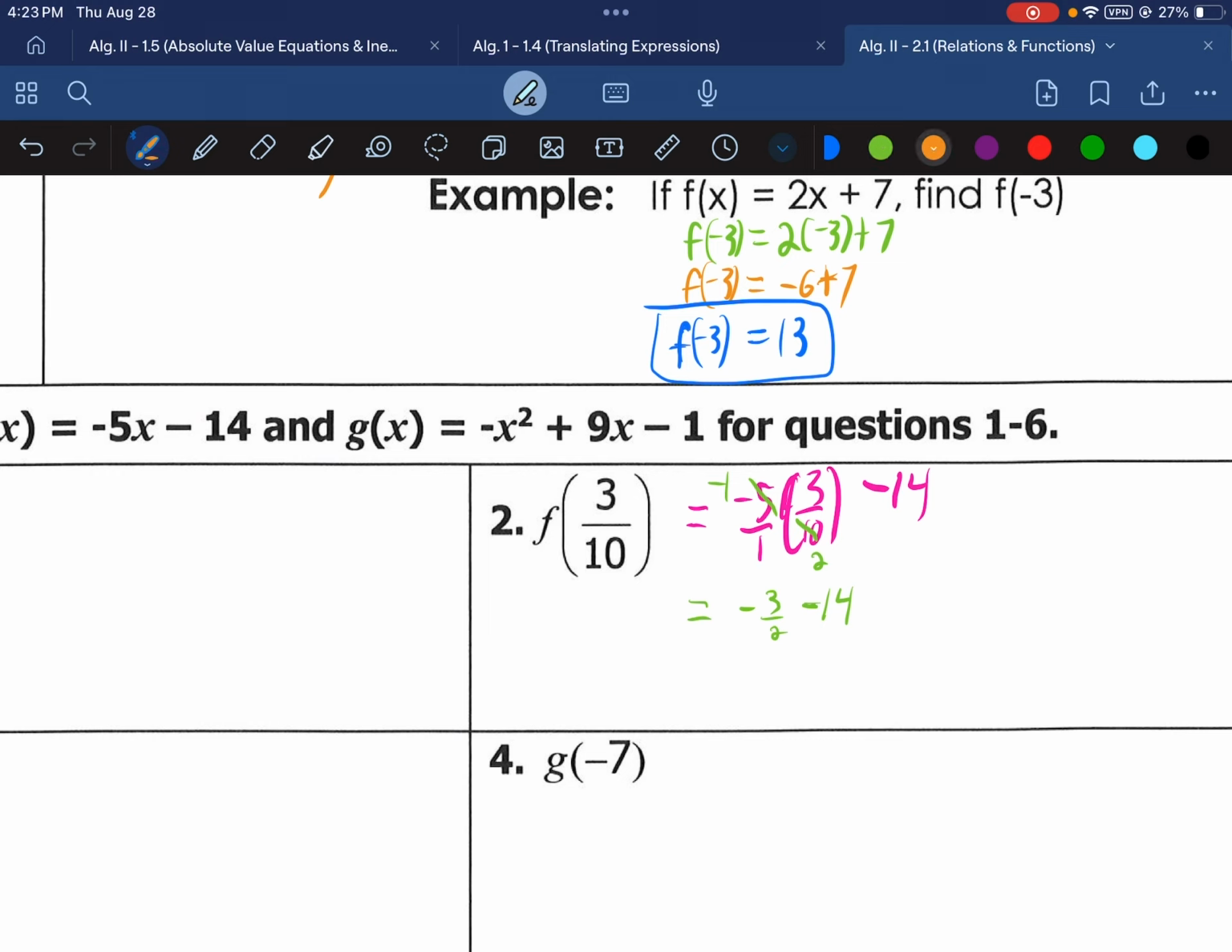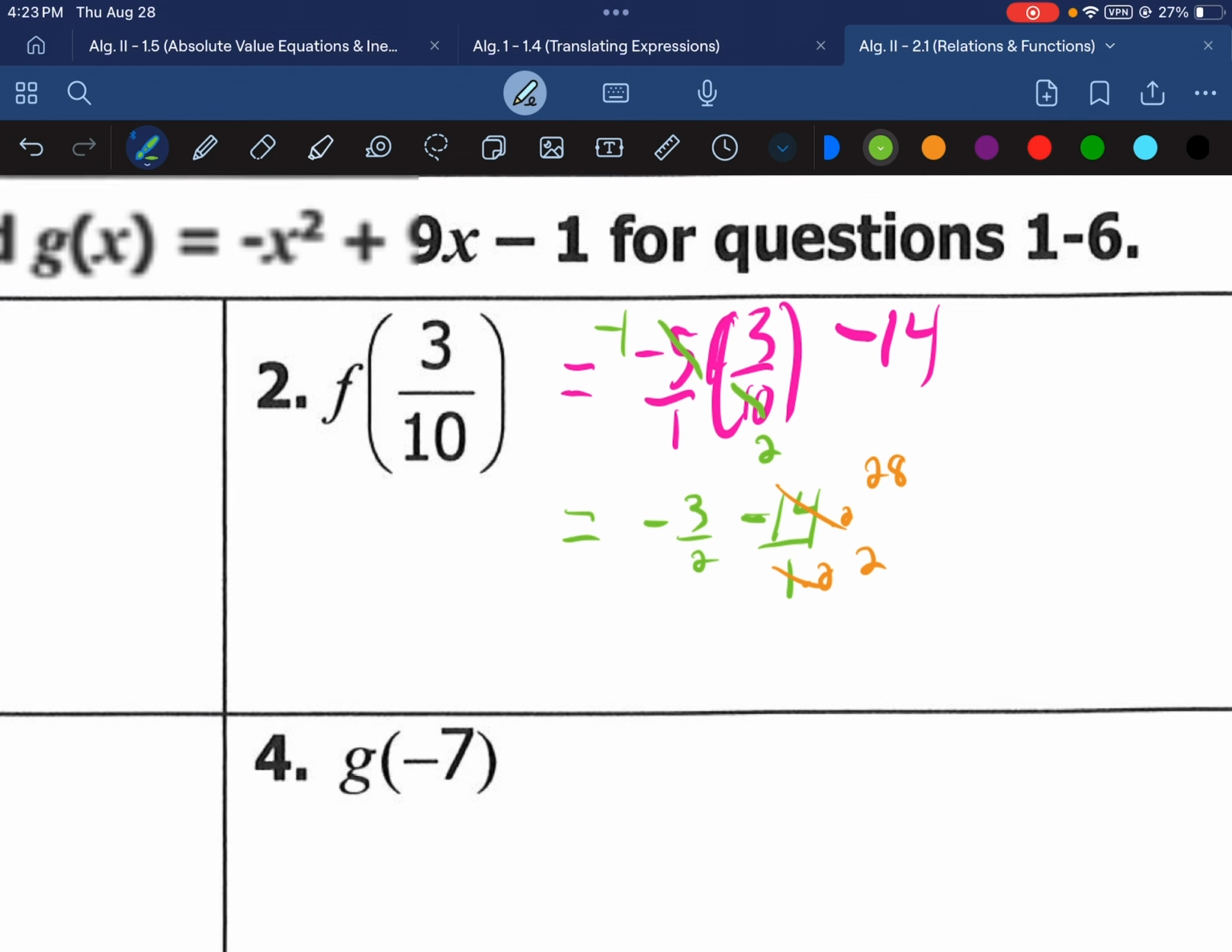In order to combine these, I will need to get common denominators. 14 is currently over 1. Multiply this by 2 over 2, and this becomes 28 over 2. Feel free to do that work more off to the side than I did there, but I went ahead and just did it in line with this problem here because I can quickly change it.